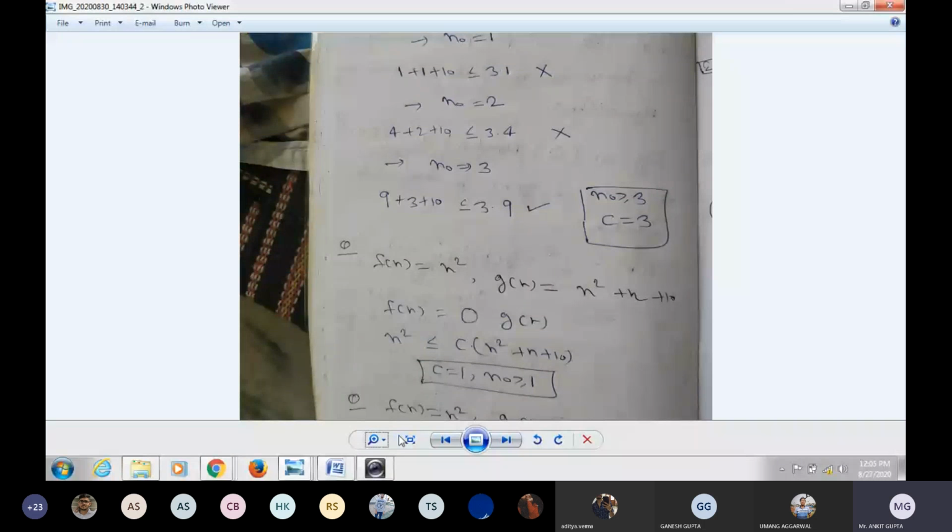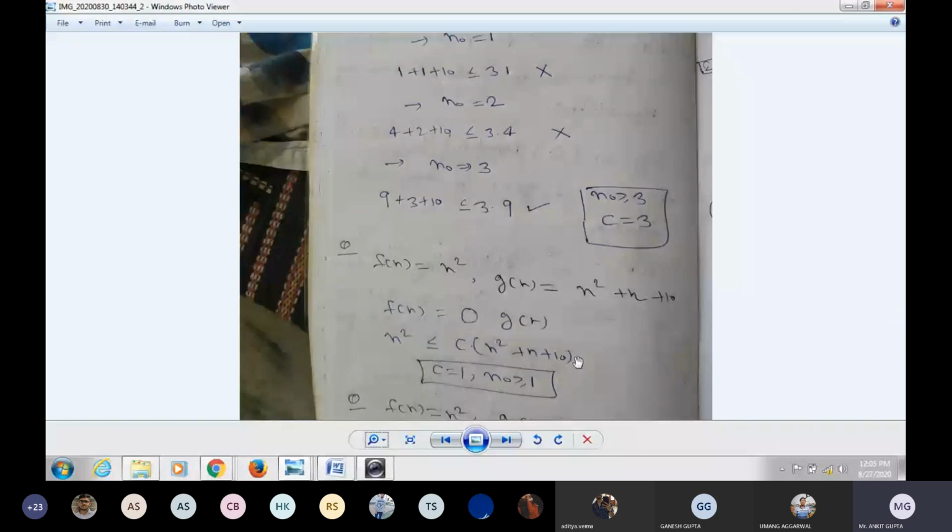f(n) is n square less than or equal to c into n square plus n plus 10. So I have to see what the minimum value of c and the minimum value of n naught should be, so that from there onwards the condition will be satisfied. If I take c as 1 and n naught as 1, the condition will always be true.